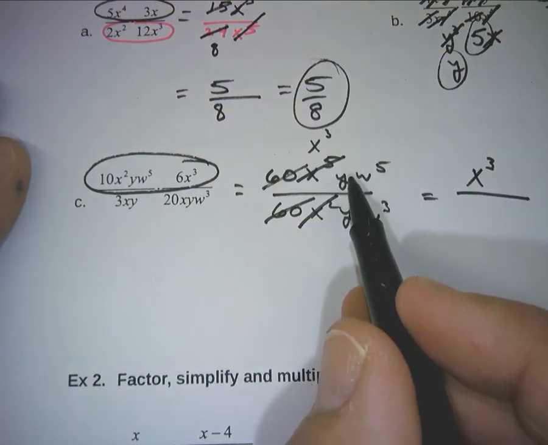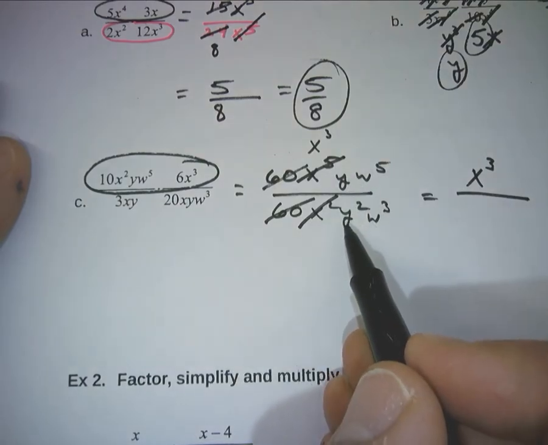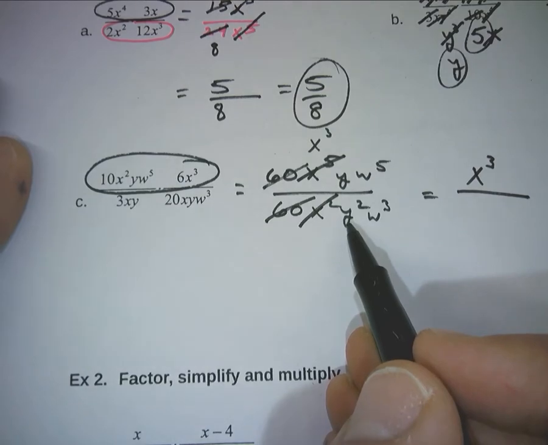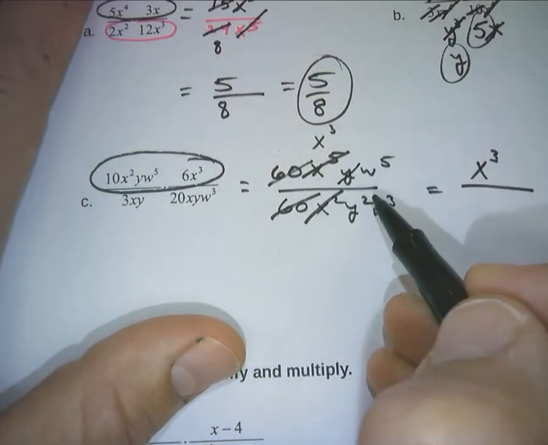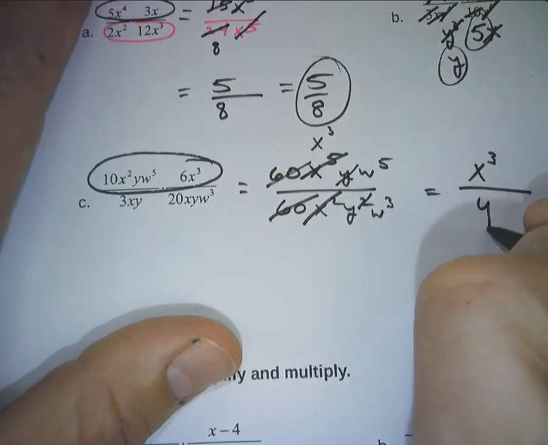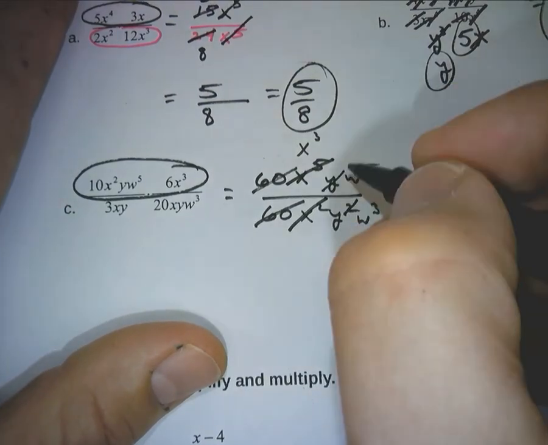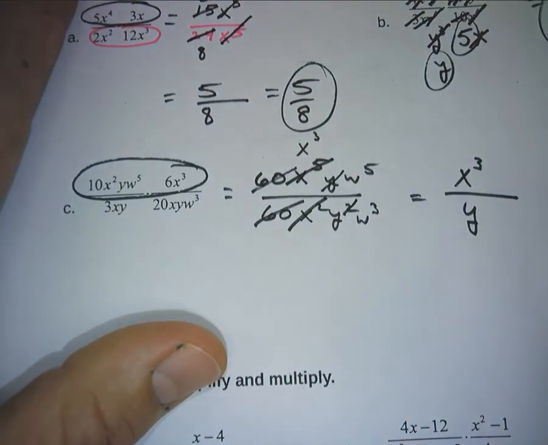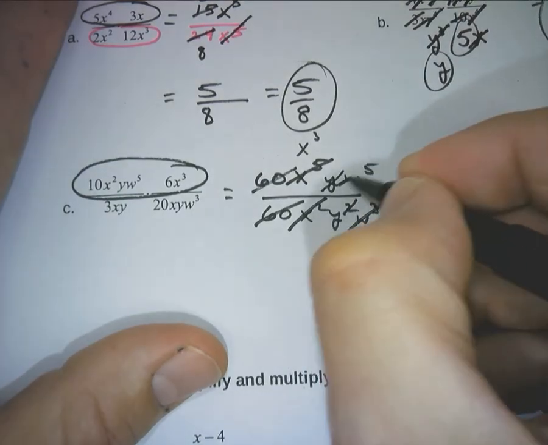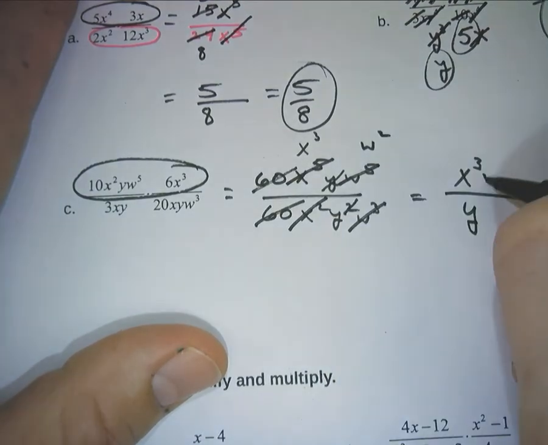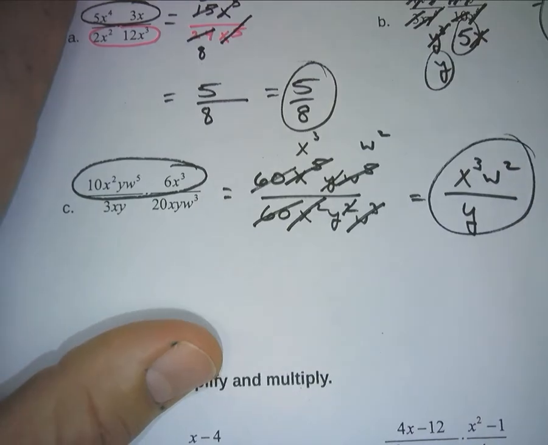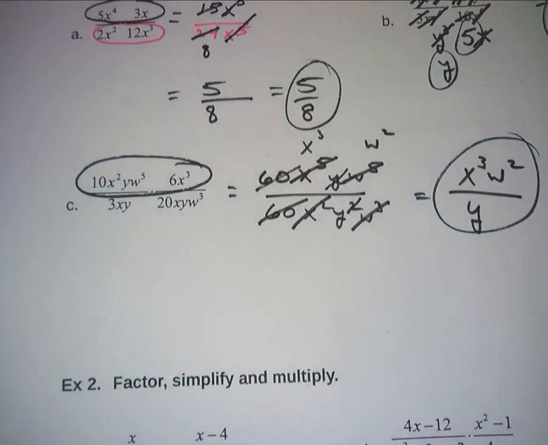On top, I've got one y, and I got two y's down here, so y y, or y squared. So this reduces, leaves me with a y. And then last but not least, guys, I got w to the 5th, w cubed, again, 5 minus 3, that reduces to w squared. So final answer, I have x cubed, w squared all over y.